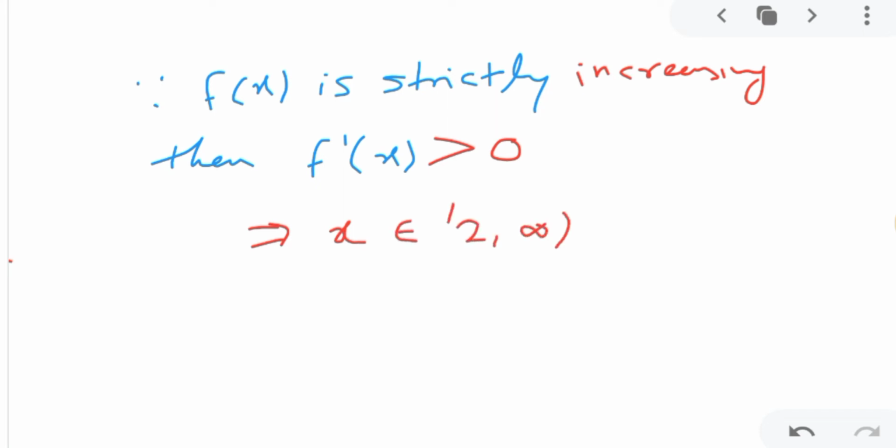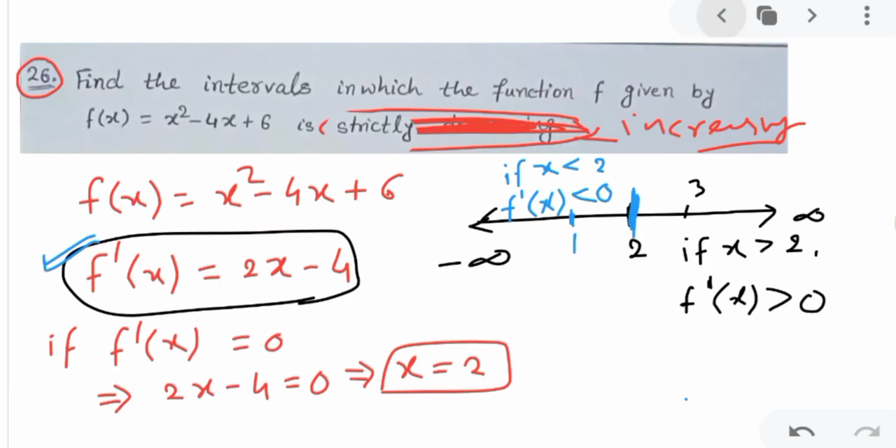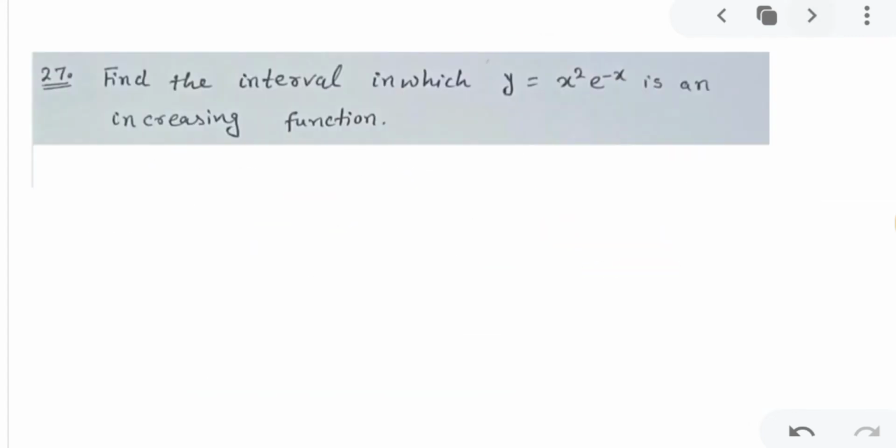Okay. So in any question they can ask you decreasing, strictly decreasing or strictly increasing. For both I explained the answer. So I hope you understood. Okay, now we'll move to the next question.